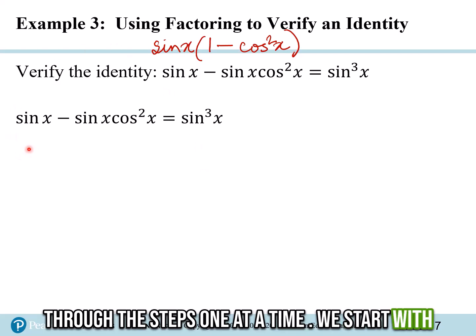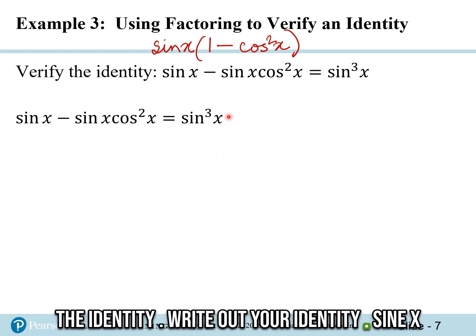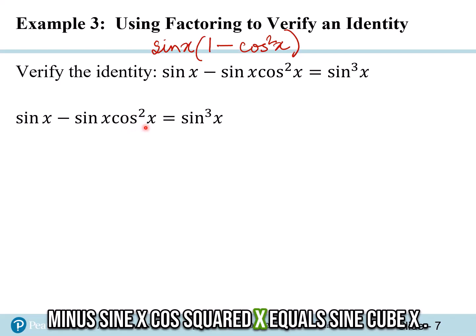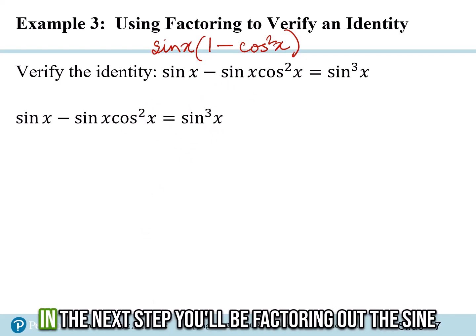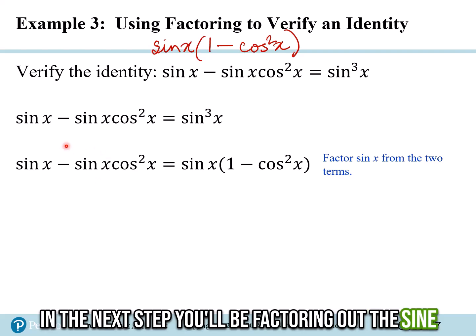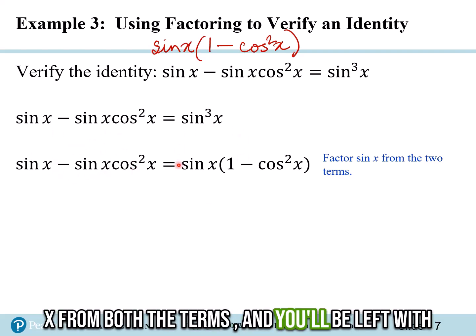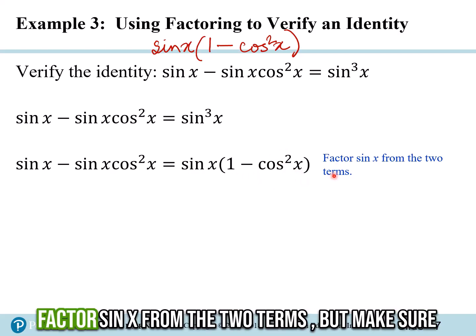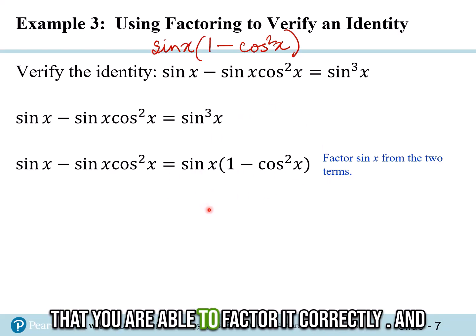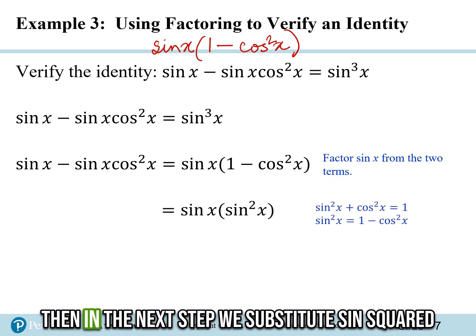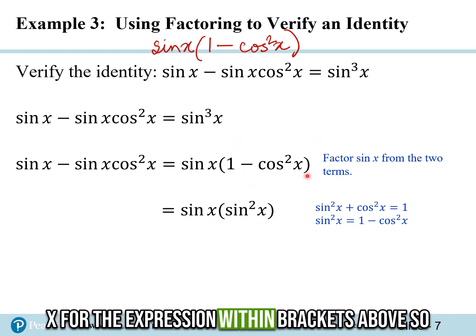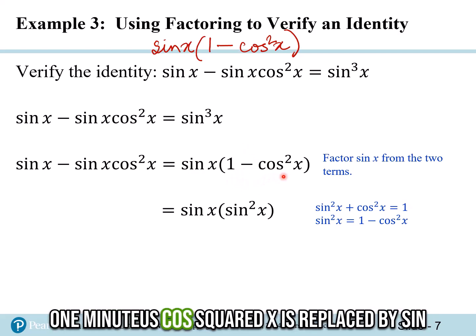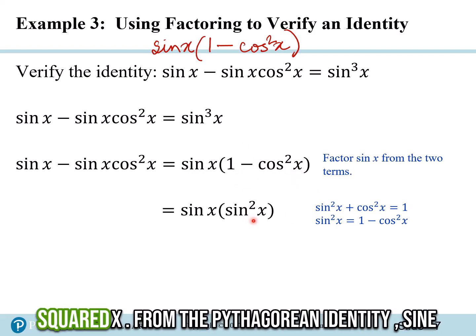We start with the identity. Write out your identity. Sine x minus sine x cos squared x equals sine cubed x. In the next step, you'll be factoring out the sine x from both the terms, and you'll be left with sine x times 1 minus cos squared x. It says factor sine x from the two terms, but make sure that you are able to factor it correctly. And then in the next step, we substitute sine squared x for the expression within brackets above. So 1 minus cos squared x is replaced by sine squared x.